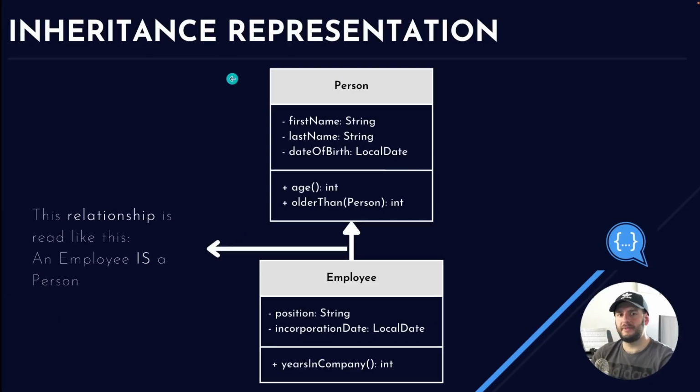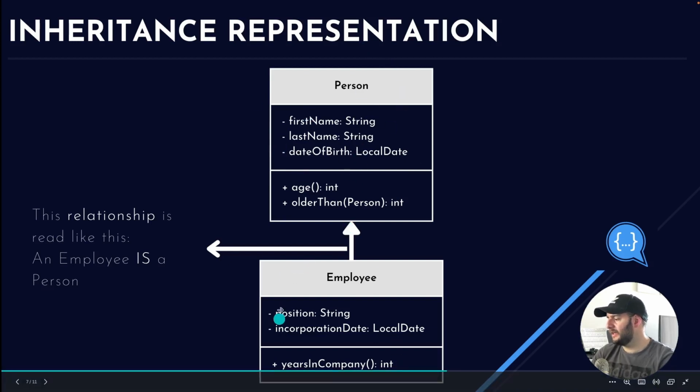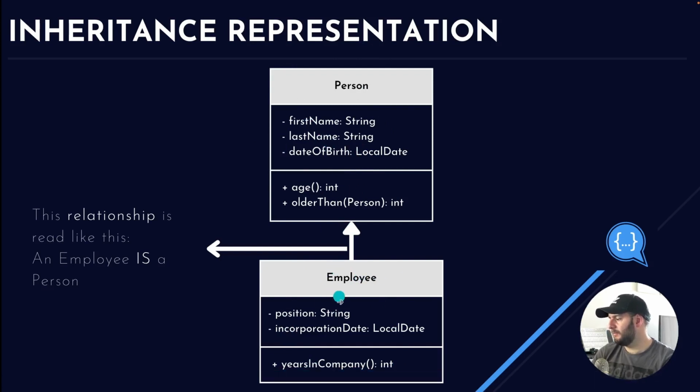Okay, so this is how we represent inheritance in UML. Basically we have the class, and then we have the class that inherits from it below, with a line with this kind of filled arrow, and we refer to this relationship like this: an employee is a person. So an employee is a person. Really straightforward, and this means that an employee will have all these attributes.